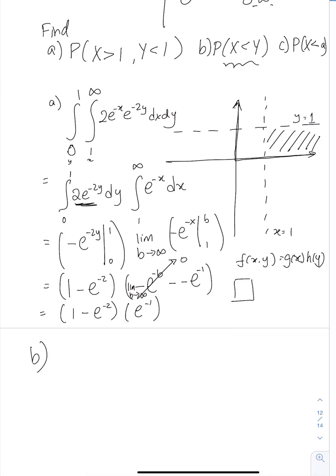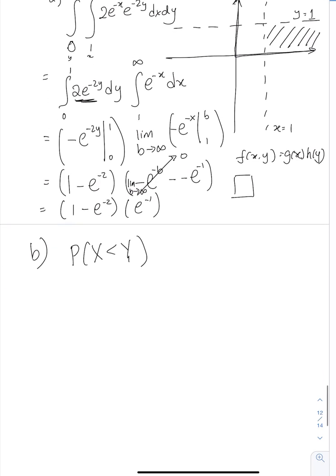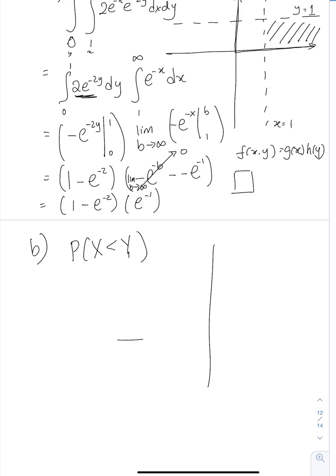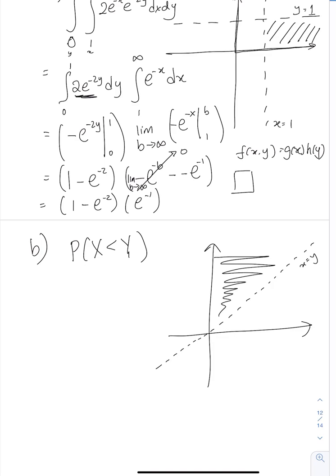Now let's look at the answer to part B. What's the probability x is less than y? Now here's where all the fun starts. Once again, draw a picture. And draw the line x equals y. And where is x less than y? x will be less than y in this region. Correct? Let me draw it.